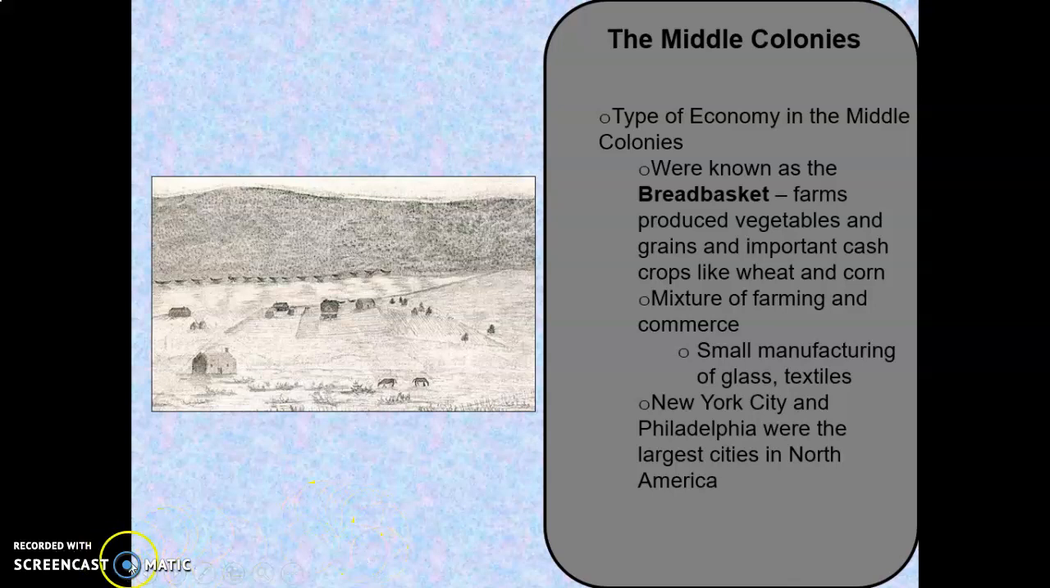So the breadbasket, the Middle Colonies, as you see. The type of economy in the Middle Colonies is known as the breadbasket because farms produce vegetables, grains, and important cash crops like wheat and corn. So it's a mixture of farming and commerce. Small manufacturing of glass, textiles. New York and Philadelphia were the largest cities in North America. So the Middle Colonies did it all. They farmed and they practiced their commerce.